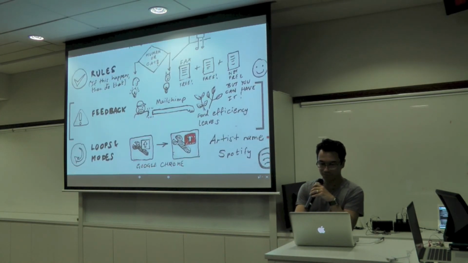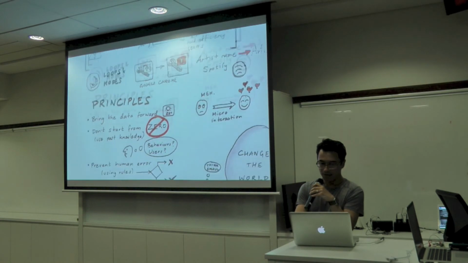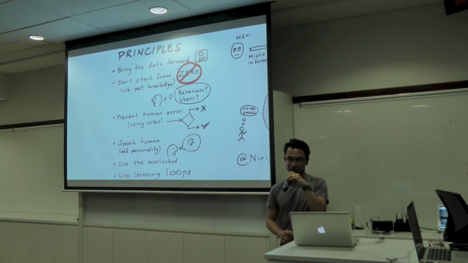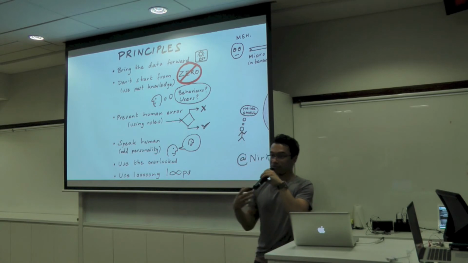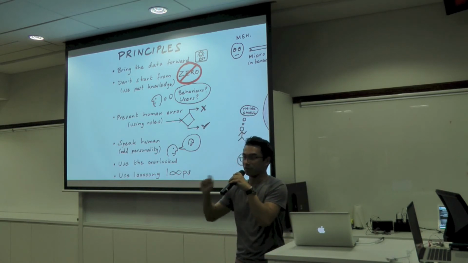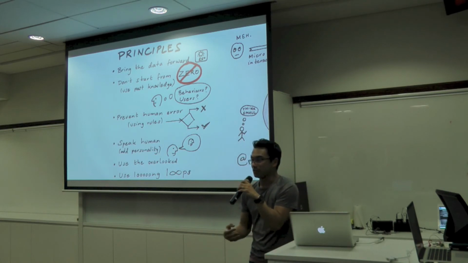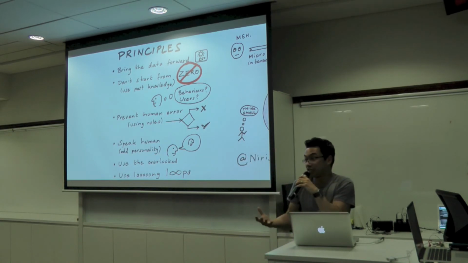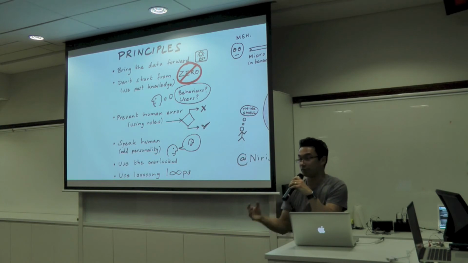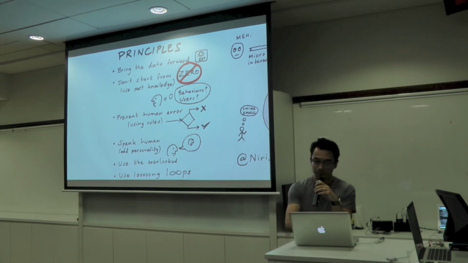Okay, so finally, the principles of microinteraction. Bring the data forward. Don't let people perform actions just to get data which can be acquired without doing anything. So, for example, just show the temperature on the icon itself without having to click on the button.